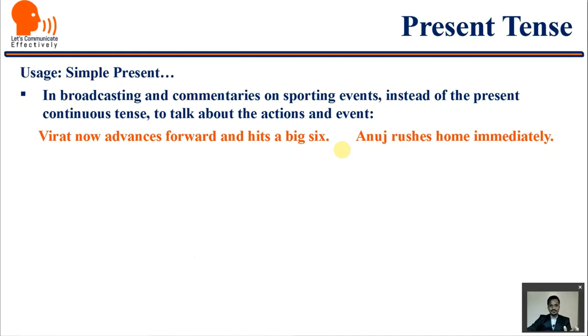Virat now advances forward and hits a big six. Now, it is an actually ongoing match and the commentator says like this, Virat now advances forward and hits a big six. Instead of saying Virat is advancing now and is hitting a big six, simple present is used. Same, Anuj rushes home immediately. Maybe from the stories, it is just given. Anuj rushes home immediately.